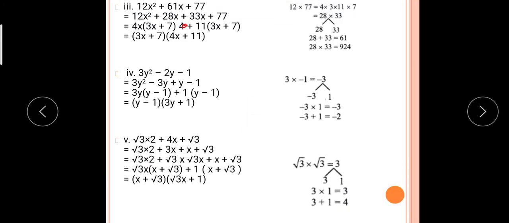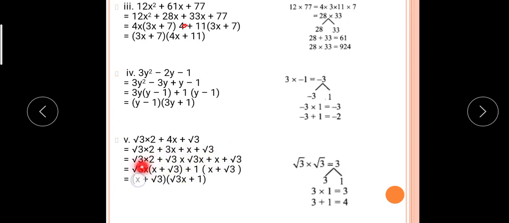Now next is question number 5. Root 3 into... no, it is root 3x square plus 4x plus root 3. So what is the coefficient of x square? Root 3. So root 3 into the constant term root 3 is 3. So 3 is the multiplication. We want 3 as a multiplication and we want the addition to be 4. So the numbers are 3 and 1. Therefore root 3 into x square plus 3x plus x plus root 3.